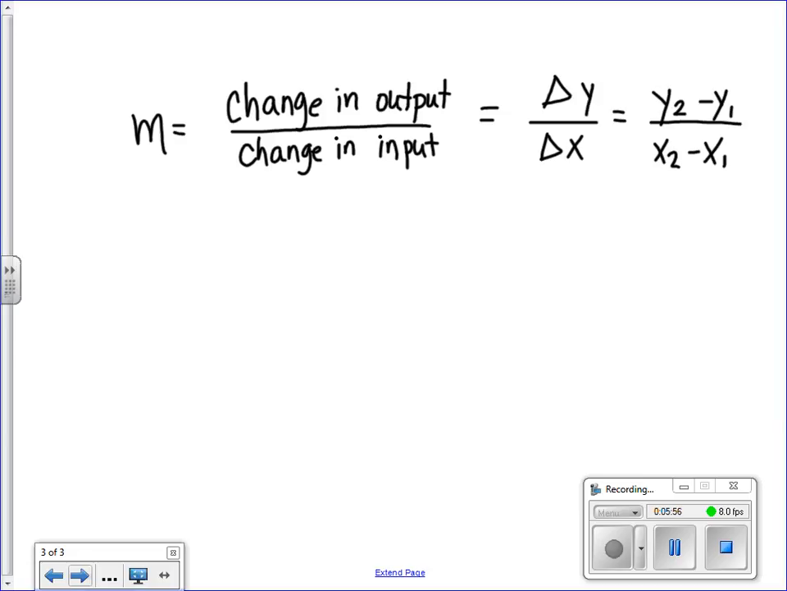You may even see it written like this. Because what does f of x mean? y. f of x and y are the same thing. So you may see it written like that. Alright, let me find the slope. You have all that written?